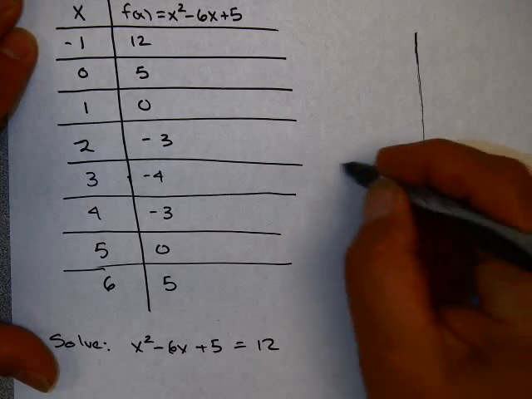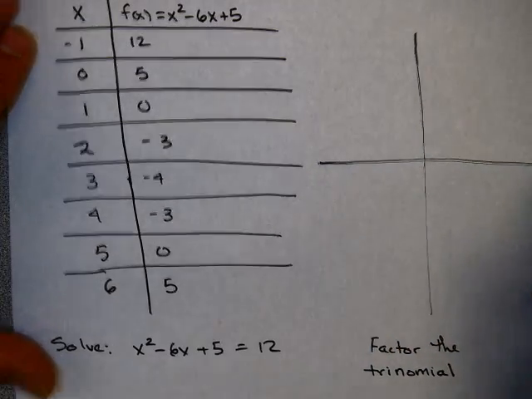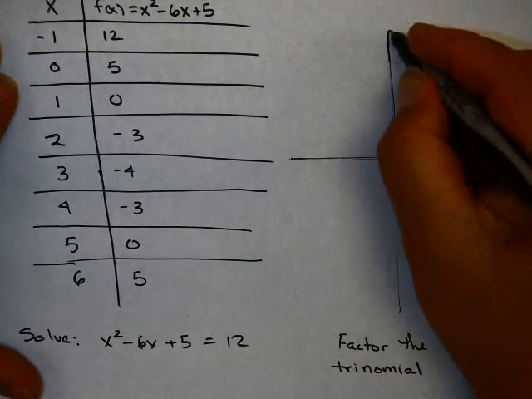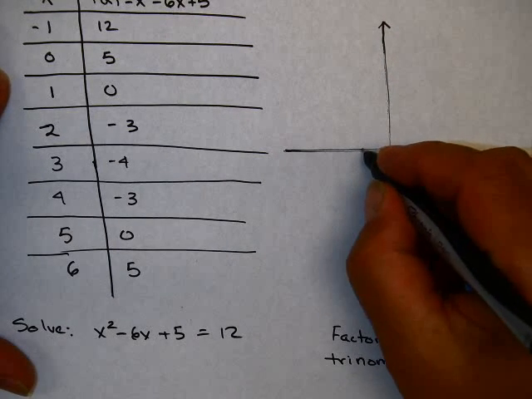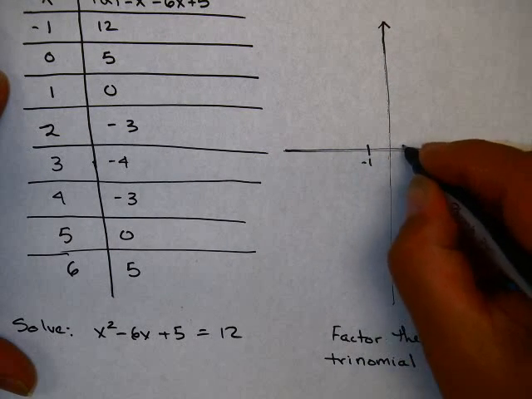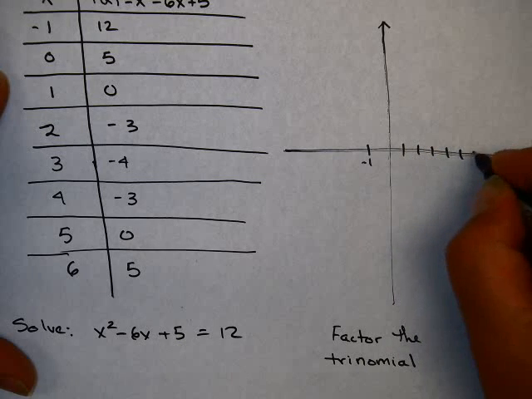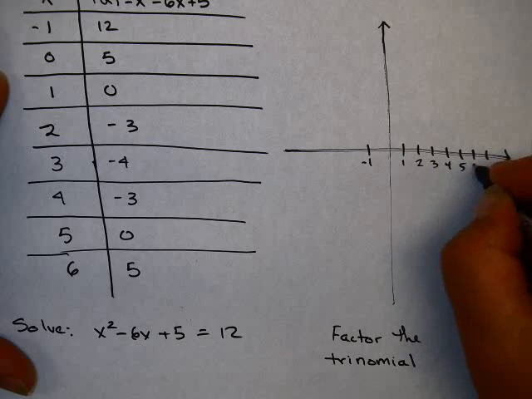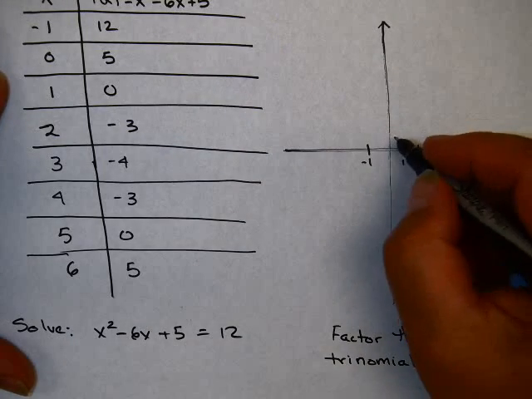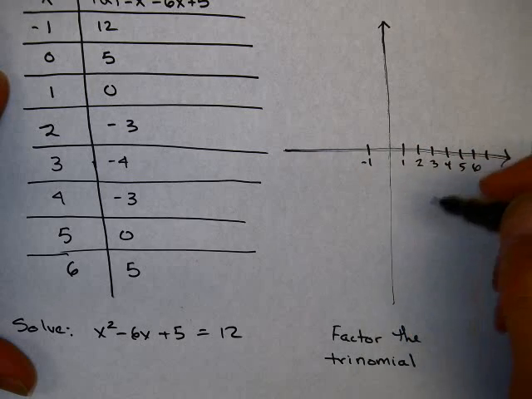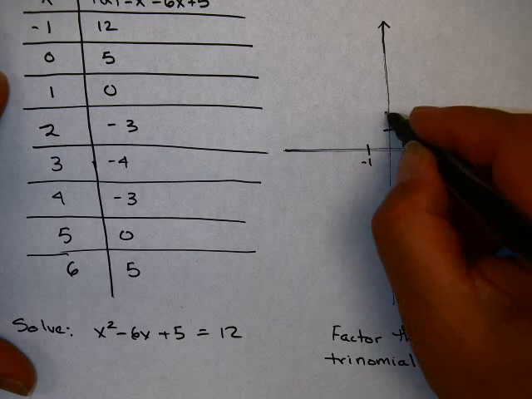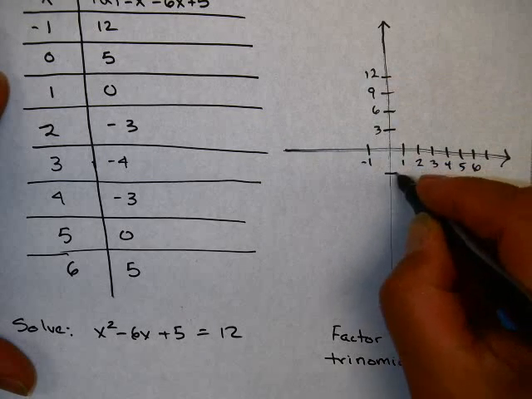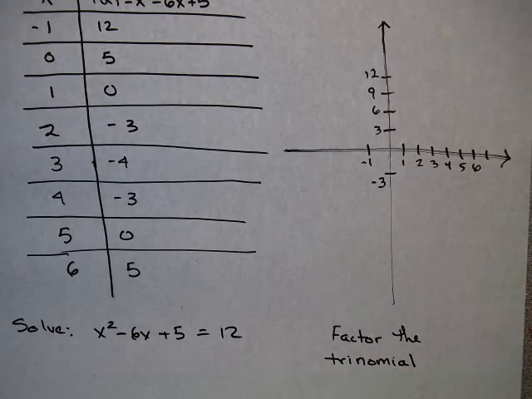Now, let me draw a quick graph here, just to get a visualization of what this will look like. So here's an xy coordinate system, and I'm going to start with x being negative 1, and go up to 1, 2, 3, 4, 5, 6. Let's go one more just for good measure. You'll notice this goes up to about 12 and down to about negative 4. So I'm going to count by threes: 3, 6, 9, 12, and minus 3 this way. You can choose any scale you like.